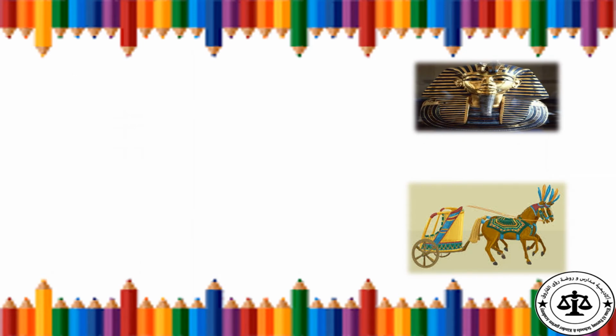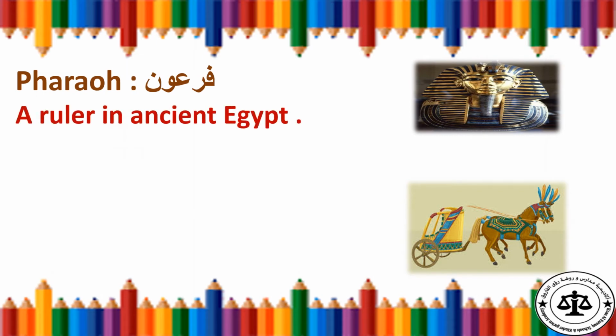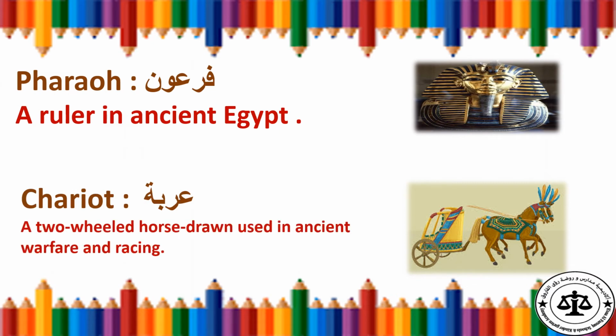What about these pictures? Yes, this is Pharaoh. Pharaoh is a ruler in ancient Egypt. كان حاكم مصر القديمة. In the second picture, we can see chariot. Chariot means a two-wheeled horse drawn used in ancient warfare and racing, بالحروب والسباقات القديمة.